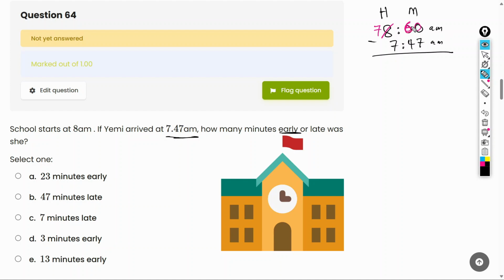0 minus 7 wouldn't work. So we borrow 1 from 6. We have 5. So this becomes 10. So 10 minus 7 is 3. 5 minus 4 is 1. And then this is 0. So that leaves us with 13 minutes. So Yemi was 13 minutes early right here.